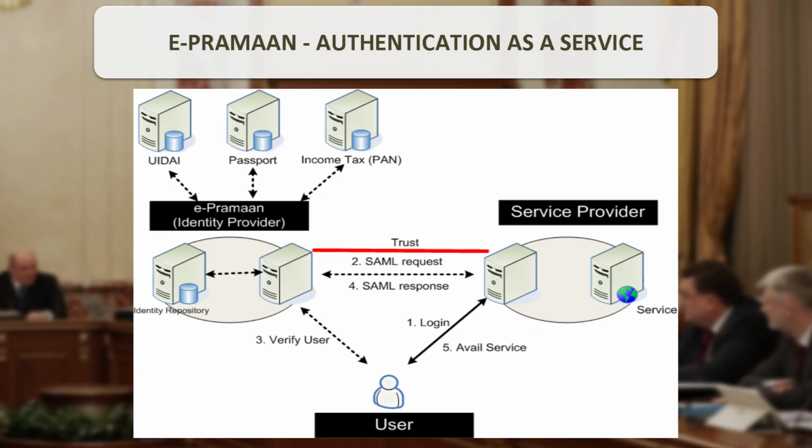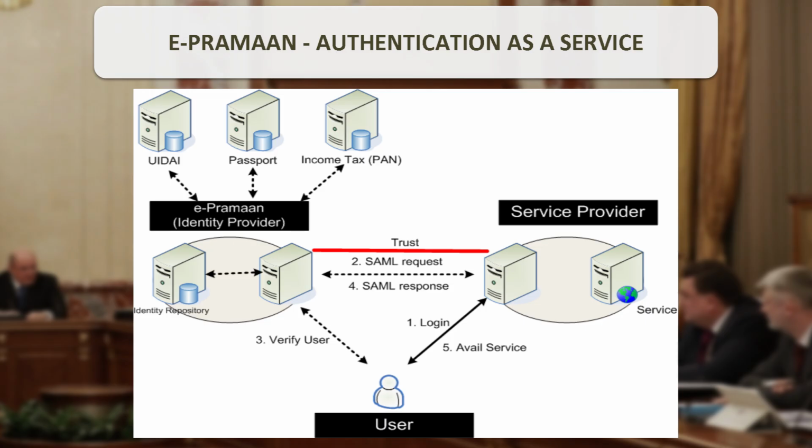If you see how it works, we have e-Praman authentication as a service, with UIDAI, which is a driving force behind the Aadhaar services, then passport, then income tax, which we call the e-Praman identity provider. In the image, you find identity repositories, then verify users, then login, then a SAML request, then avail services, and finally the service provider. This is a chain linked with all those things, where on the left side you have the e-Praman identity provider, then the service provider, and finally the user at the bottom. What we extract from this is that level 1 talks about the username, level 2 talks about a certain framework, and then you see how the Aadhaar authentication ecosystem is interlinked.